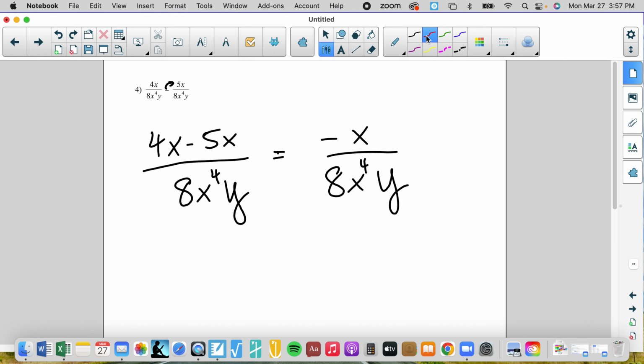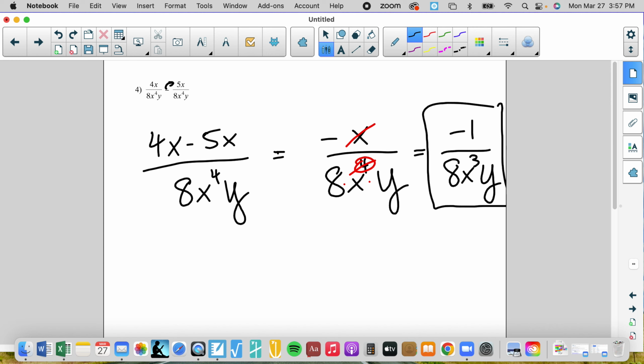We can cancel the x's because it's being multiplied. And when we take 1x from the numerator and 1x from the denominator, that leaves me with negative 1 over 8x to the 3rd y. So we took 1 from 4 of them.